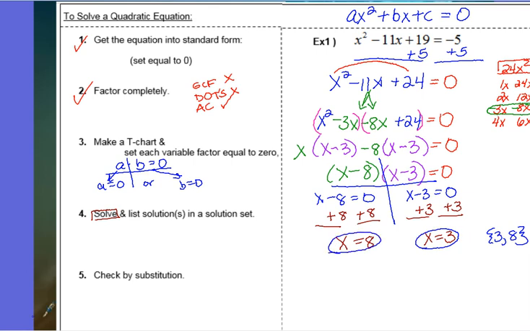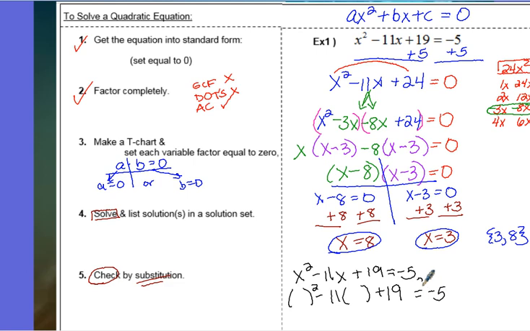And now let's check by substitution. When we check, we always rewrite the original. And now we're going to substitute and see if 3 will work. Well, 3 squared minus 11 times 3 plus 19, does that give us negative 5? We're unsure. If I plug in 3, I end up with 9 minus 33 plus 19. Does that give us negative 5? And it works out.